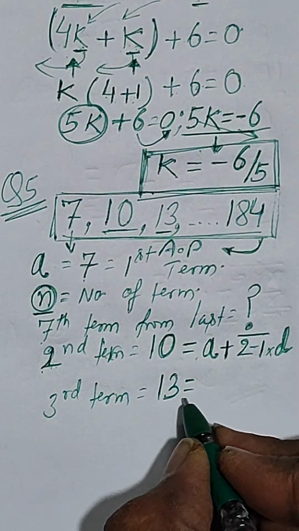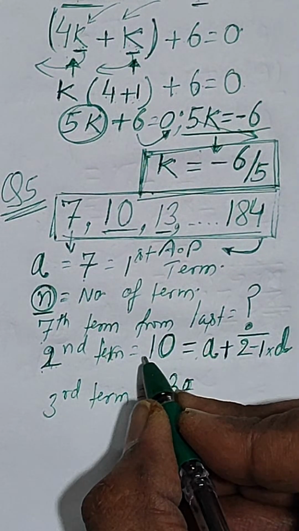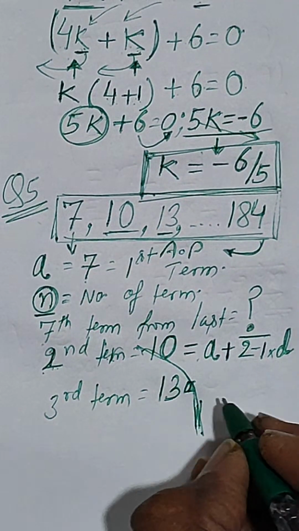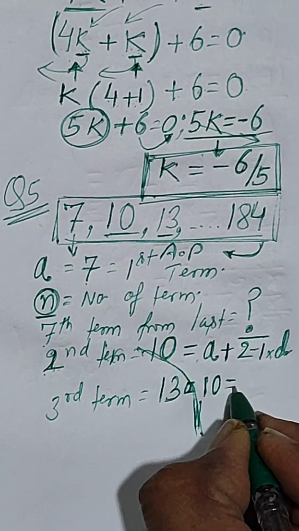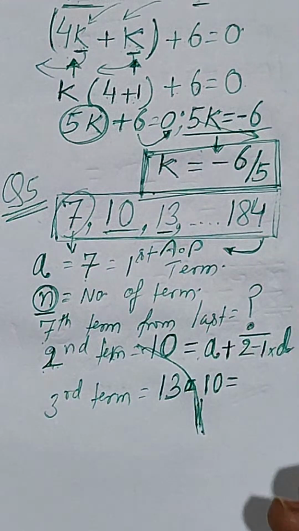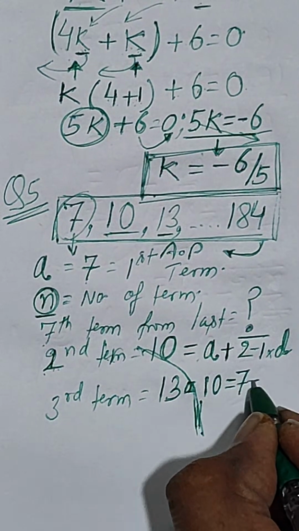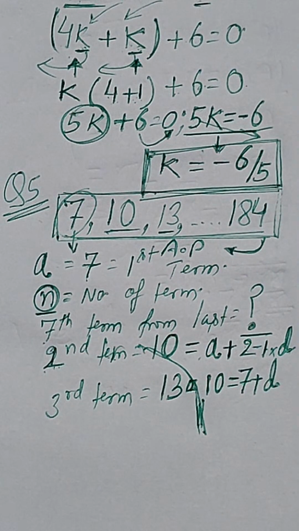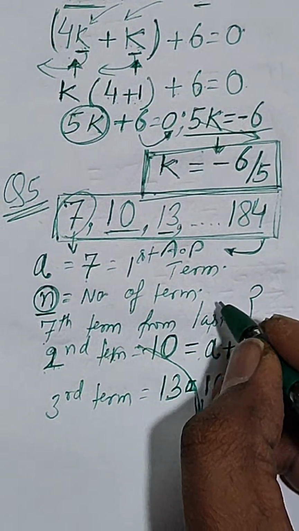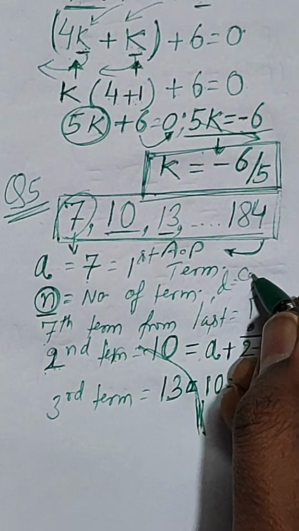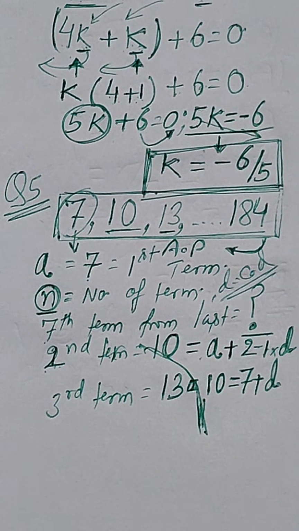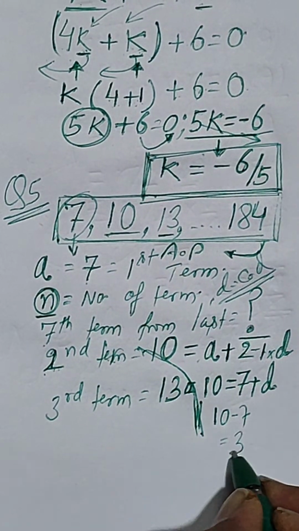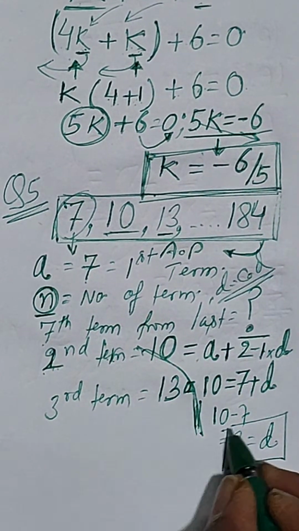So when you just solve it, 10 is equal to, in place of a put 7, 7 plus 2 minus 1 is 1 into d. So this will give you the value of d, the common difference. D is the common difference in any AP, right? So this will give you the value of d as 10 minus 7, which is equal to 3. So 3 is the value of d, the common difference.